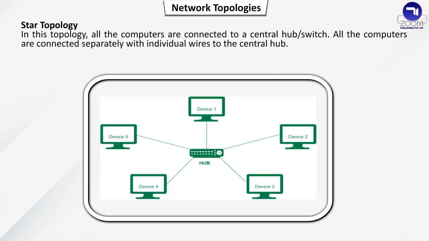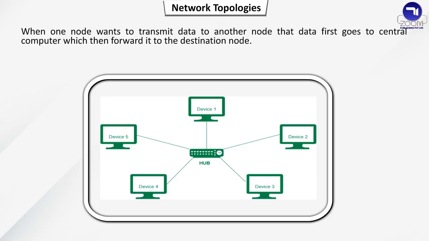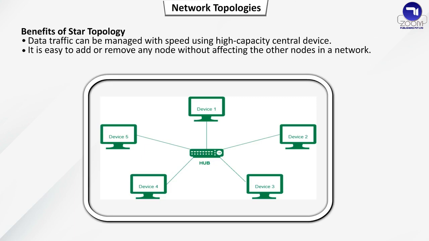Star topology. In this topology, all the computers are connected to a central hub or switch. All the computers are connected separately with individual wires to the central hub. When one node wants to transmit data to another node, that data first goes to the central computer, which then forwards it to the destination node. Benefits of star topology. Data traffic can be managed with speed using a high-capacity central device.